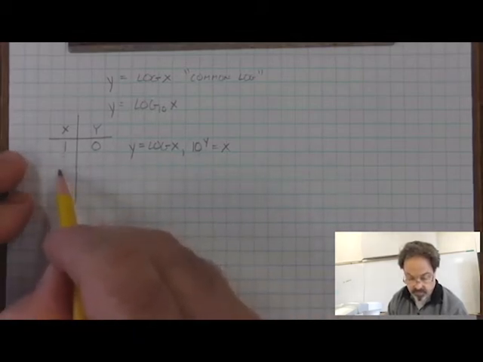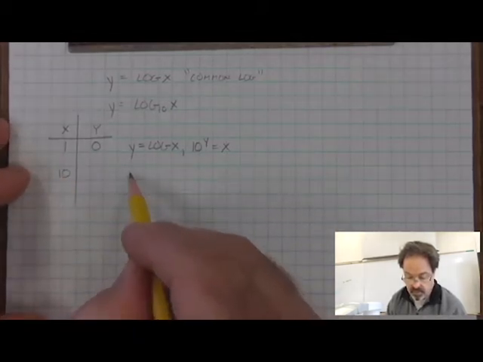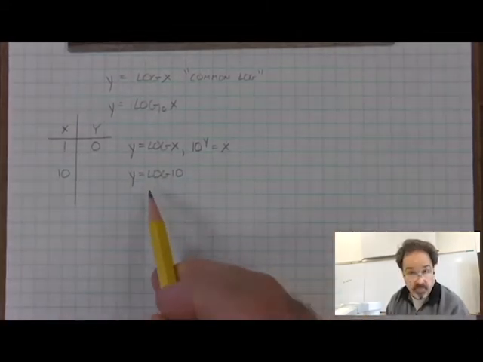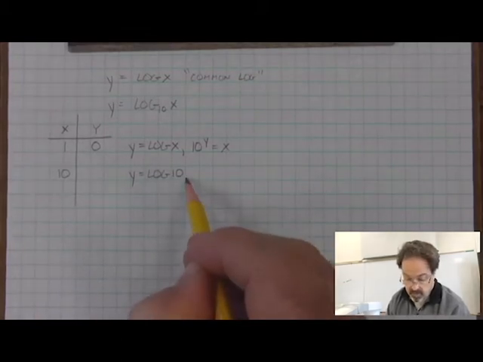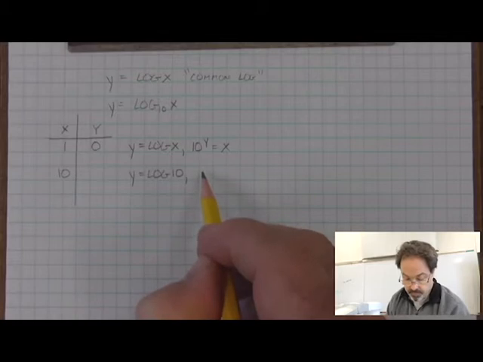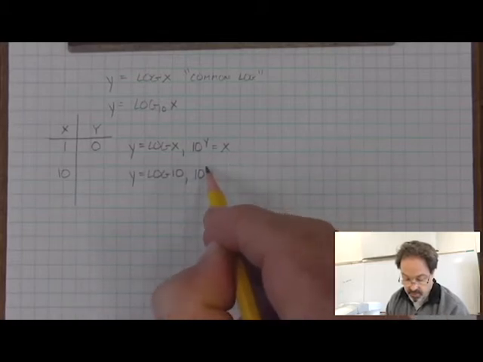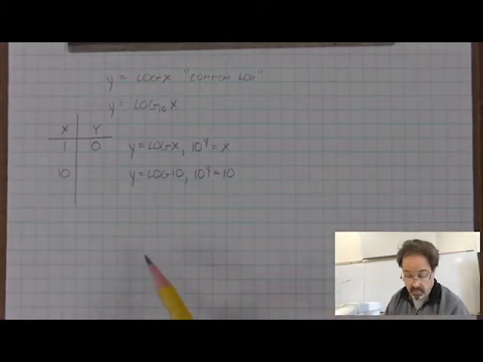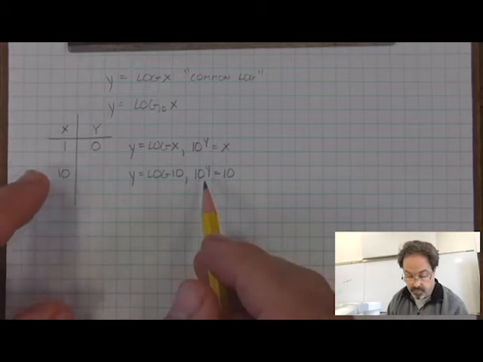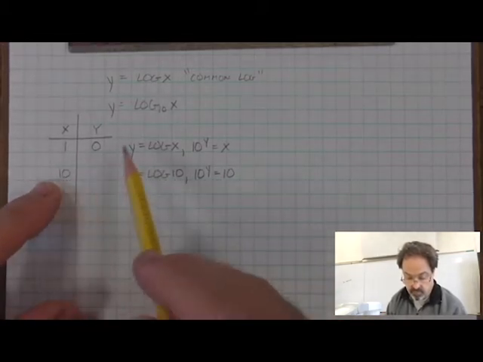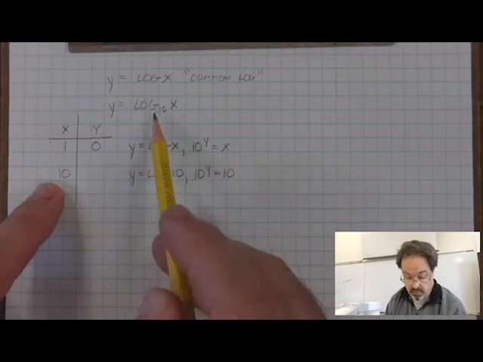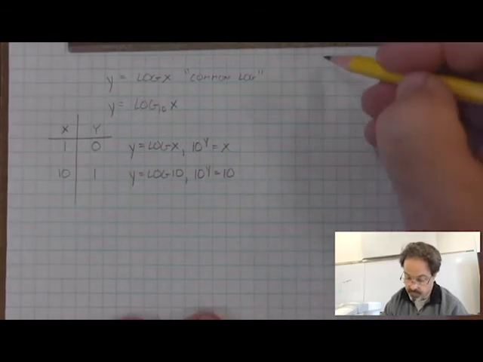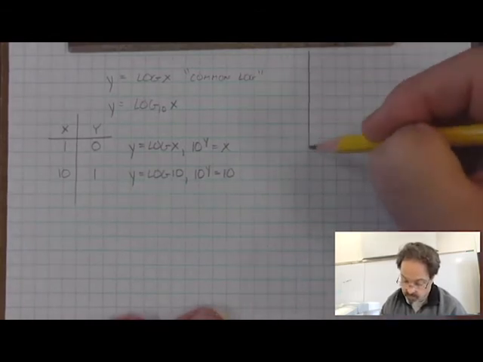What if we put 10 into this equation? We get y is equal to log of 10. And remember, this is log base 10 of 10. What we mean by that is we're looking for the power of 10 that will equal 10. And hopefully it's obvious that y must equal 1. So when we put in 10 to the parent log equation, we get 1. We have a couple of points here, so we can start investigating the graph of our parent log function.